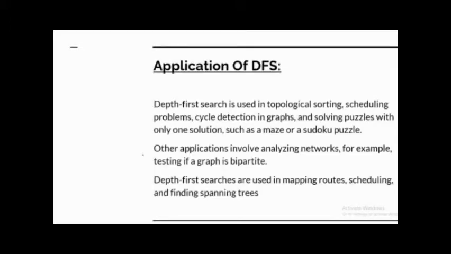DFS is used in pathfinding. We can specialize the DFS algorithm to find a path between two given vertices. DFS can also be used in detecting cycles in a graph. A graph has a cycle if and only if we can see a back edge during DFS, so you can run DFS on the graph and check for back edges. It can also test if a graph is bipartite or not.